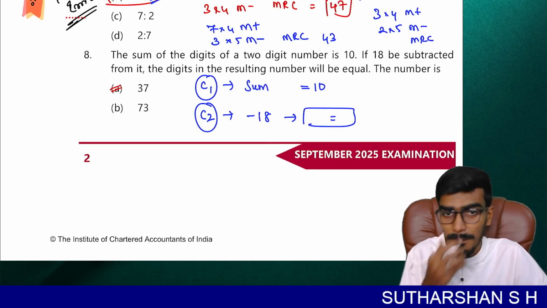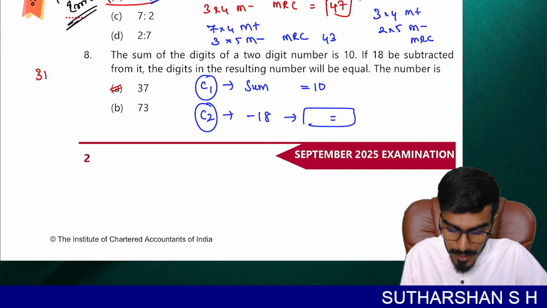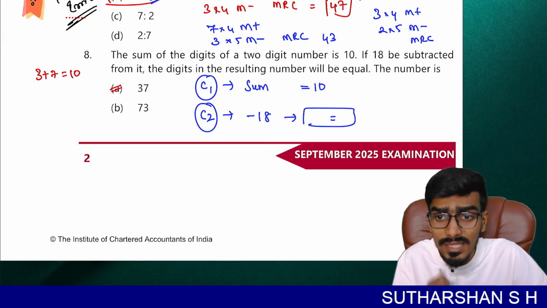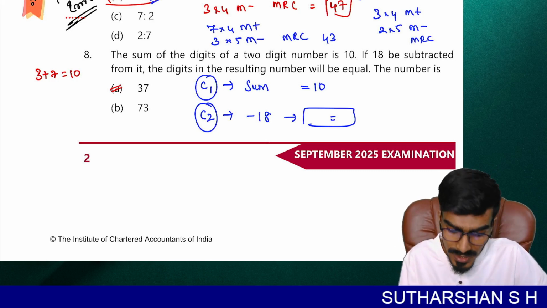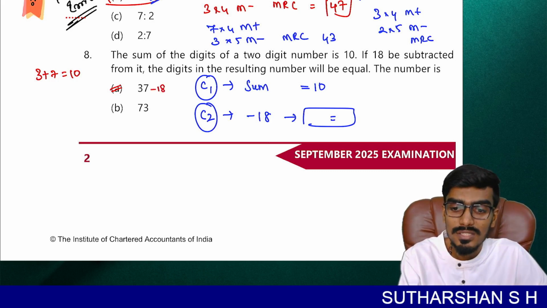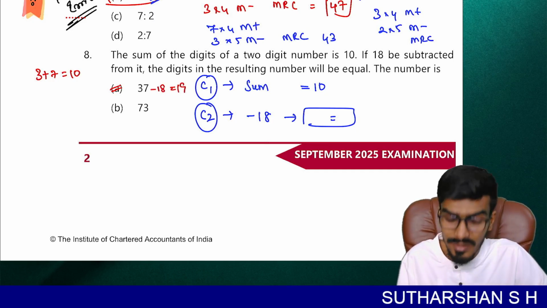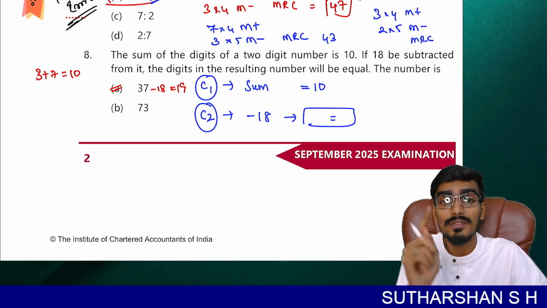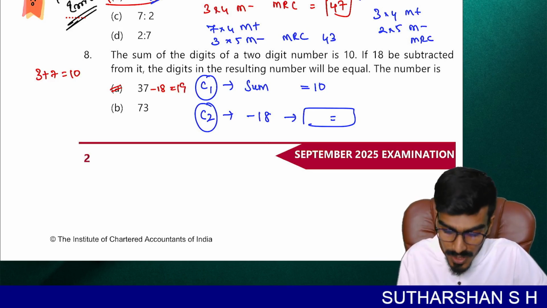I will go with option A. 3 plus 7, yes, condition number 1 is satisfied, you are getting 10. Now come to condition number 2. Subtract 18 from this. 37 minus 18, what is the answer you are getting? 19. Condition number 2 is not satisfied. Both conditions should be satisfied, then that should be your answer. So option A is not my answer.